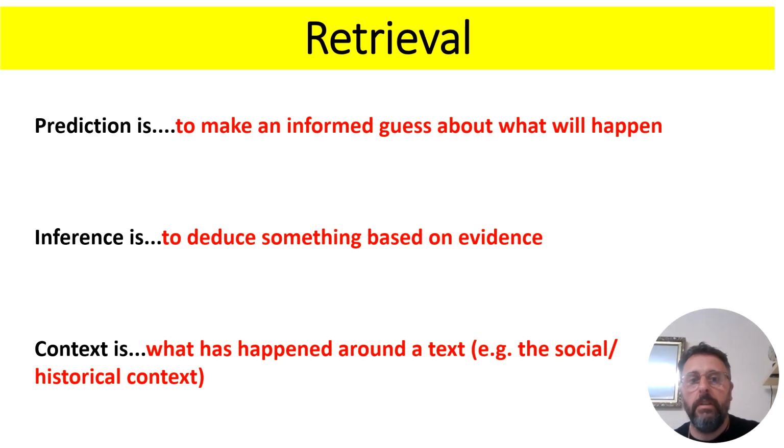it's called the schema theory, but we won't get into that at the moment. It's what you know about something in order for you to predict what might happen. Okay, and lastly, context is what has happened around a text. For example, the social historical context, but we will talk a little bit more about that in the next couple of lessons.